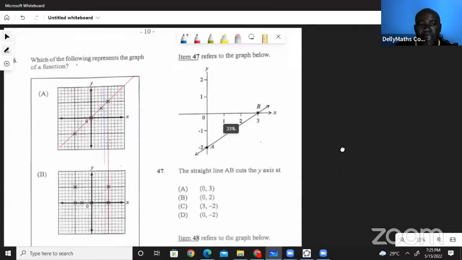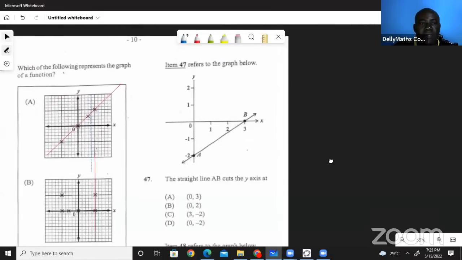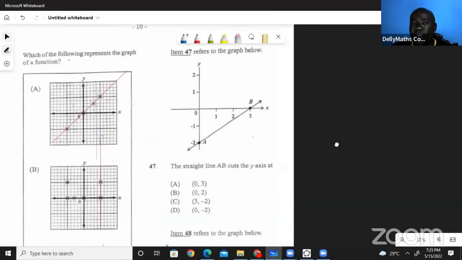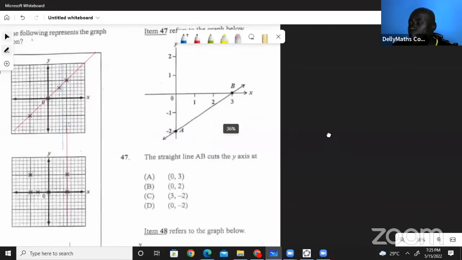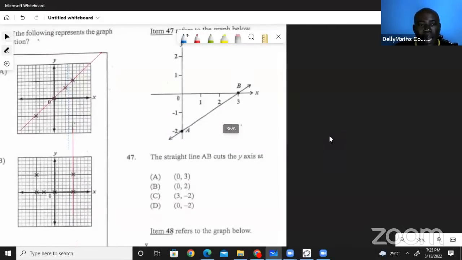Let's go for 47. Item 47 refers to the graph below. We're seeing where the graph intersects the x and the y-axis at A and B, as you could see. They're saying that the straight line AB cuts the y-axis at what? It cuts the y-axis right there. That's where it cuts the y-axis.